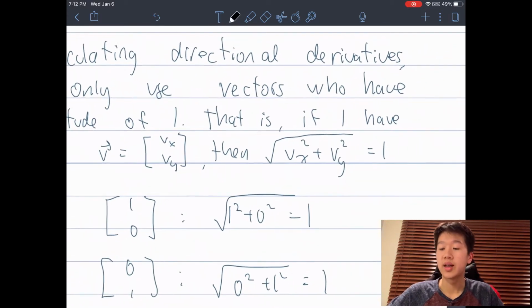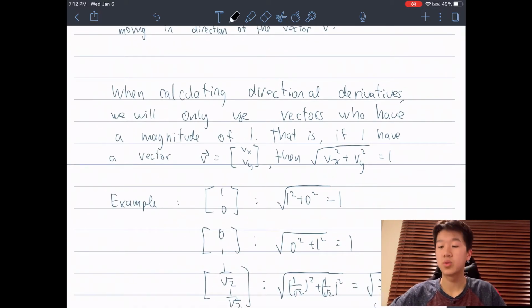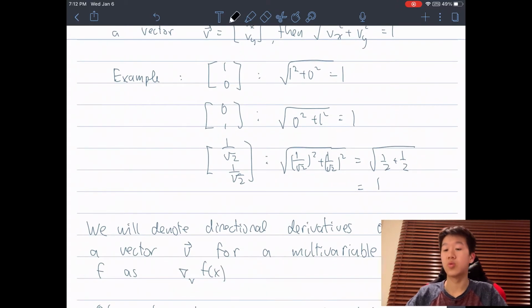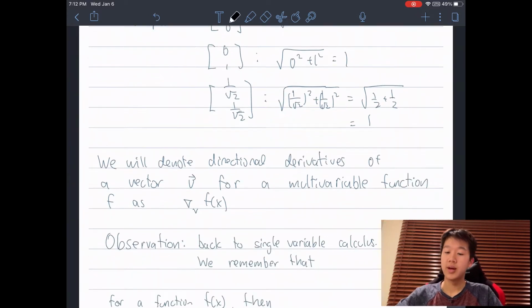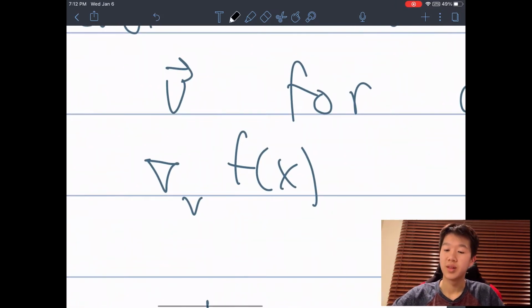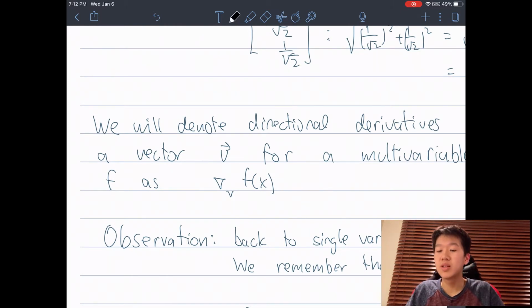So we want that when you have vx squared plus vy squared, square root of that, we want that to be equal to 1. So that's the magnitude. So for example, the vector 1, 0 works, the vector 0, 1 also works, the vector 1 over square root of 2, 1 over square root of 2 also works, since they all give a magnitude of 1. And so we will denote directional derivatives of a vector v for a multivariable function f as the nabla symbol, so del, and then v and f of x. Personally, I would just say the directional derivative of f with the vector v.